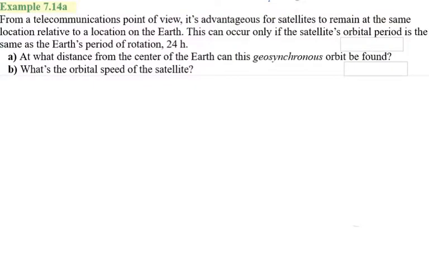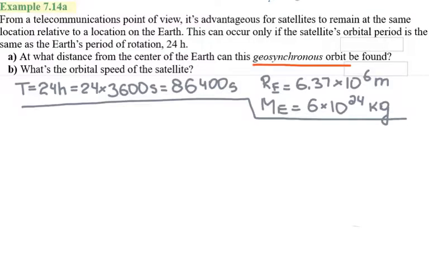Here's one more question, and I'll let you read it because I don't want to spend the last 6 minutes of the video on me reading the question. So go ahead, pause it, read it, and then after you read, let's solve it. So here's the information that is given. They tell you it is 24 hours, so I converted 24 hours into seconds.